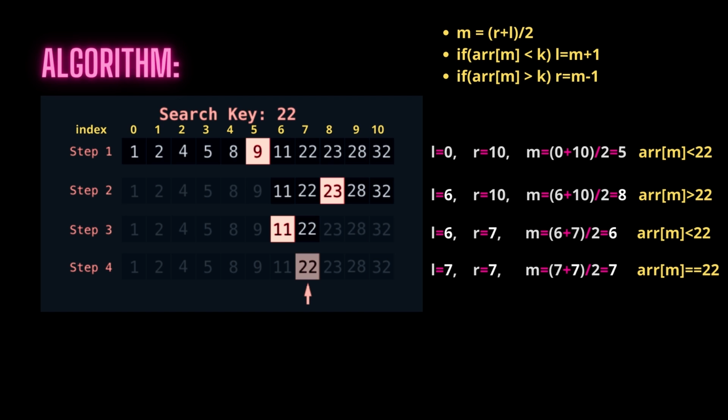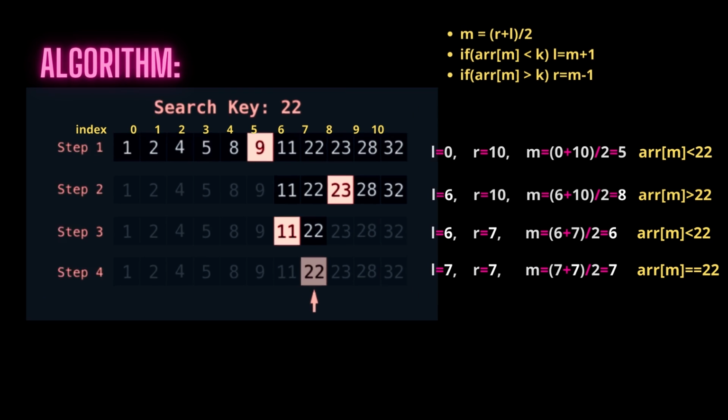Then in step 2, we can see L is equal to 6 because we have done M plus 1 from step 1. Then the function is called recursively, and in the last step we see the element at index M is equal to the search key. So we'll return 1, that is we have found the element.